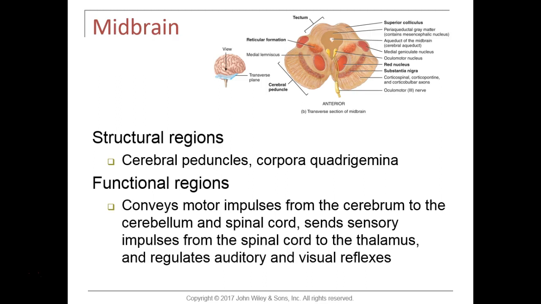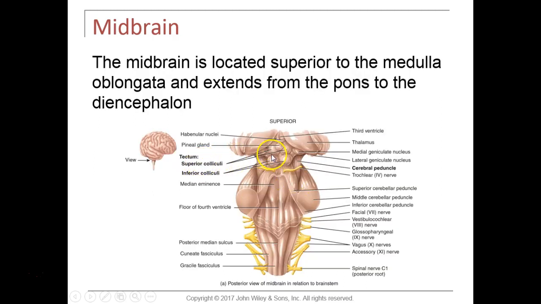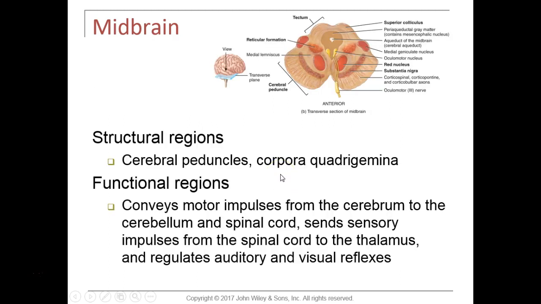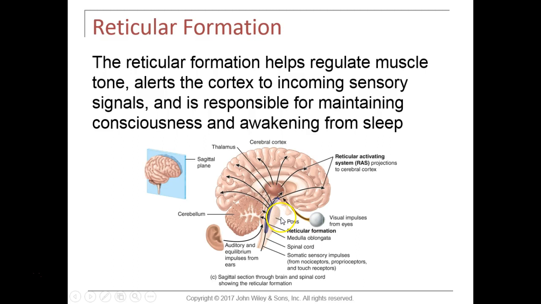and regulates auditory and visual reflexes, ultimately because of the corpora quadrigemina. Remember, the superior colliculi are for visual reflexes, and then the inferior colliculi are for auditory reflexes. And we'll talk about the thalamus and what it does here in a second.